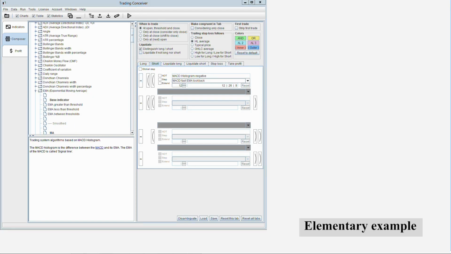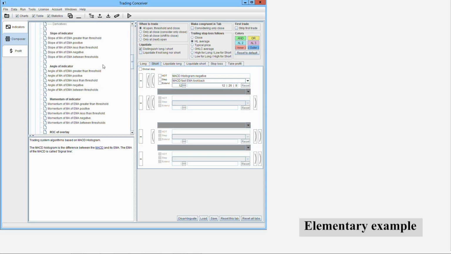Now you want to apply the old adage to consider the trend of the market in the long run. You want to go long only when the long trend is positive and go short only when the long trend is negative. To comply with this, you decide to use the exponential moving average indicator. In particular, you want to look at the angle of the exponential moving average, which is positive for a long market and negative for a short market. So in the Long tab, select the angle of EMA positive and put it in the second slot.